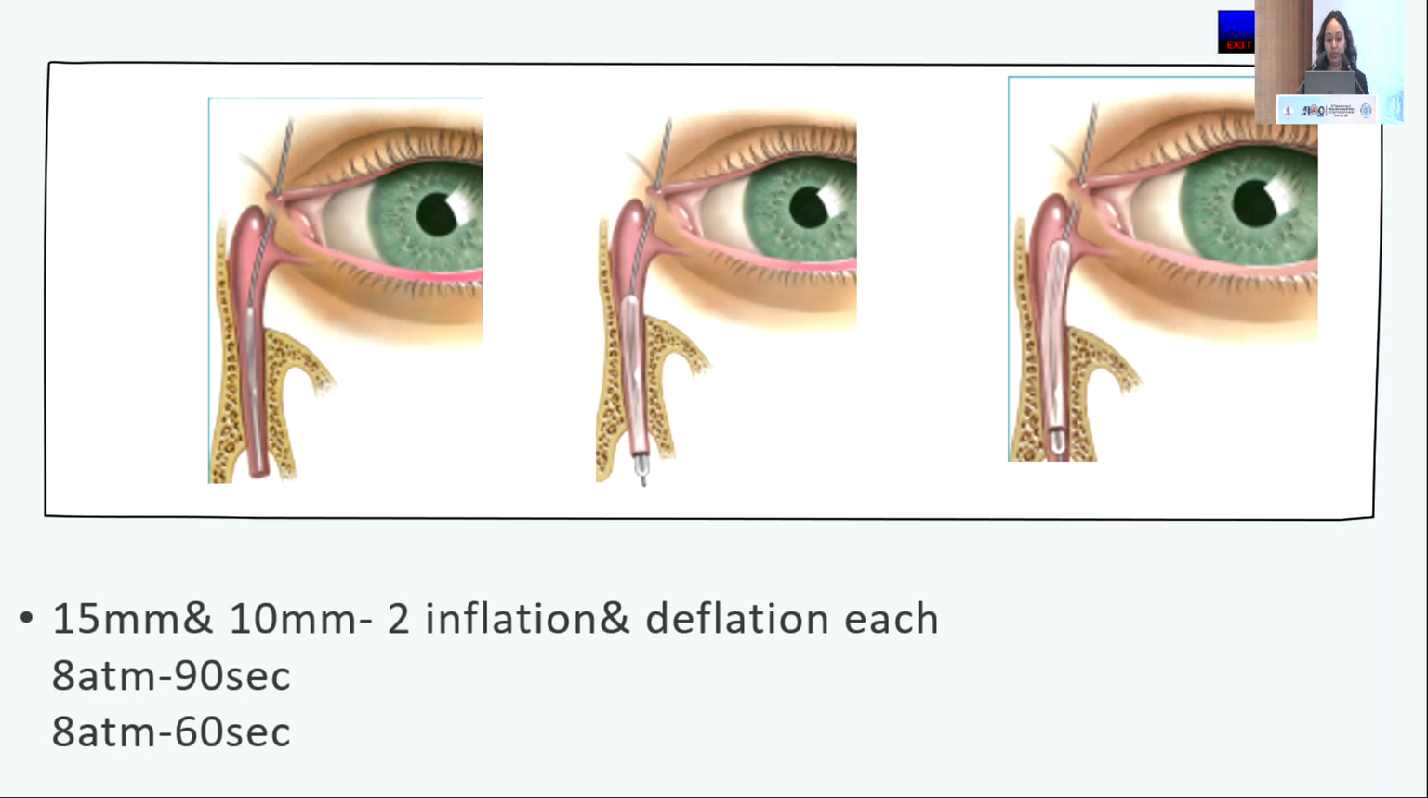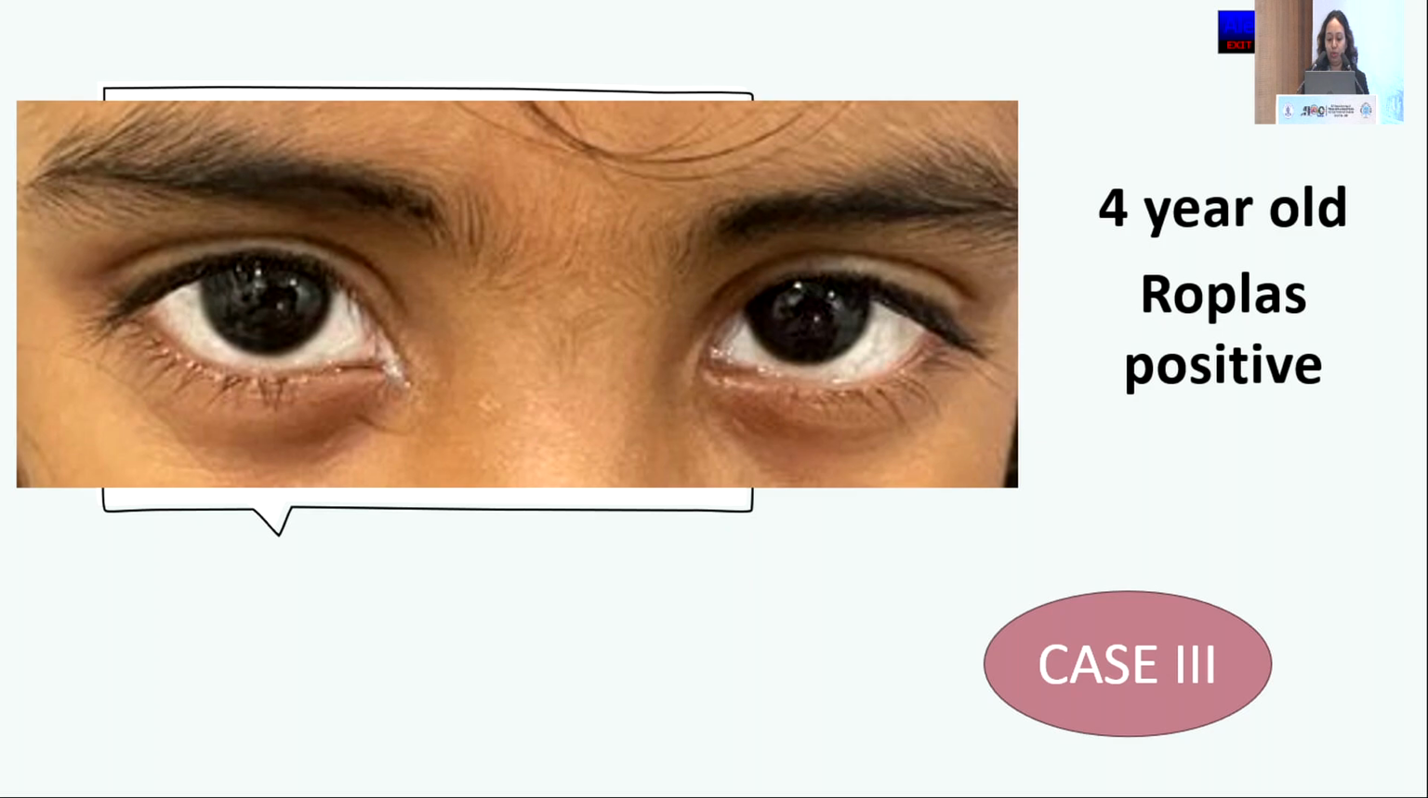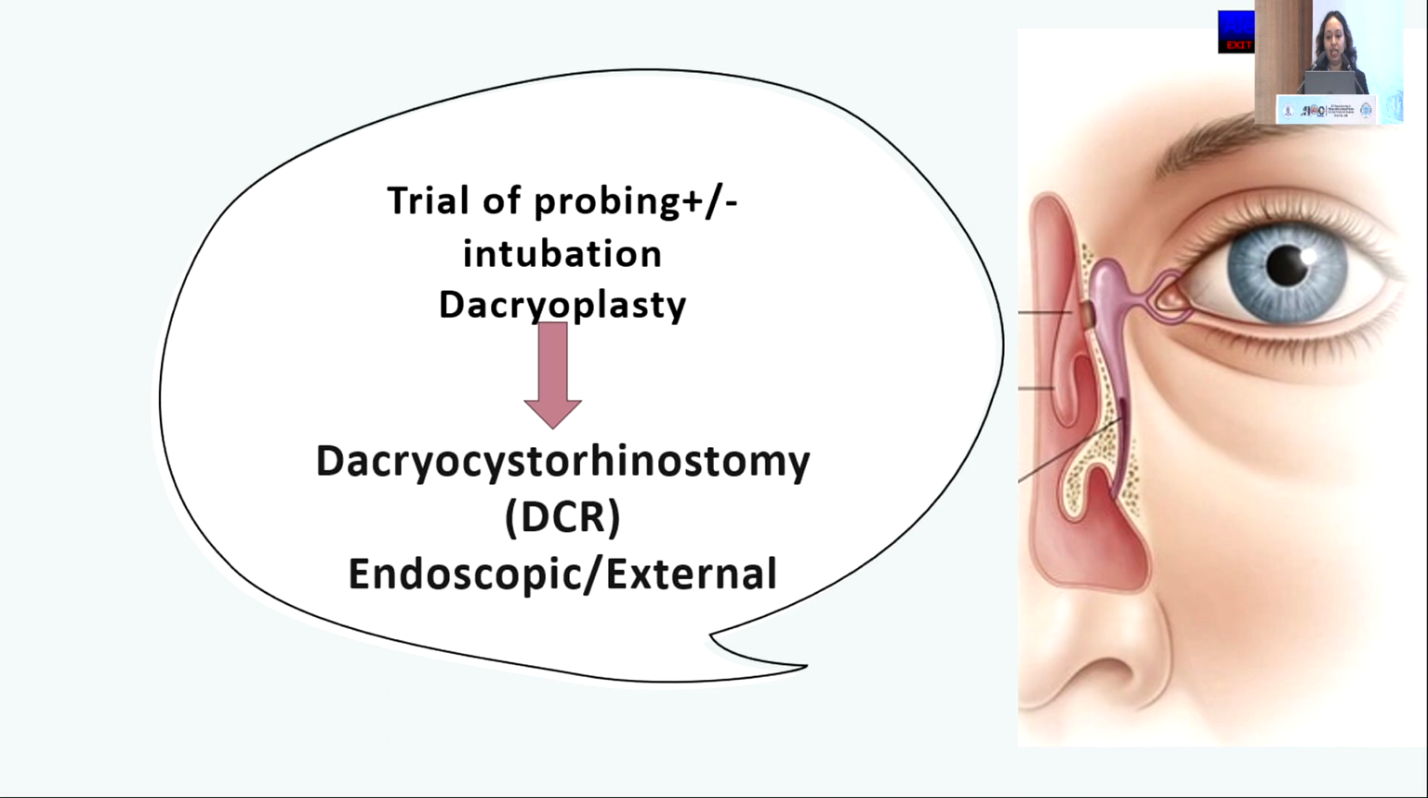So this is a third case where a four-year-old baby presented with Roplas positive. There was no prior treatment, so we went ahead with a trial of probing and intubation. We can also try dacryocystoplasty as the patient is a little older. And if everything fails, the last resort is DCR, endoscopic or external.